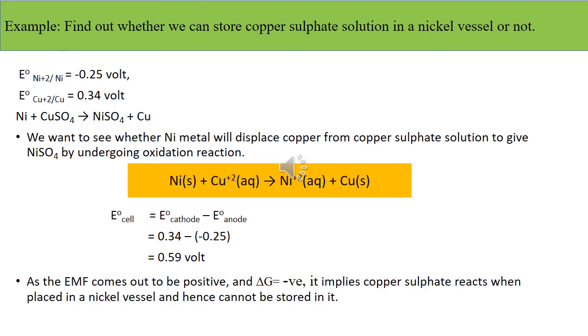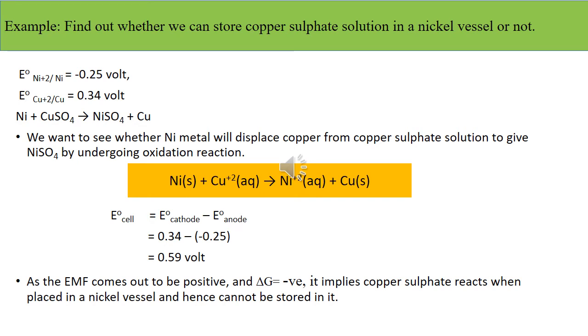We can see this by an example. Here is a question. Find out whether we can store copper sulfate solution in a nickel vessel or not. The potential value of nickel is given as negative 0.25 volt, and that of copper is 0.34 volt. We can write the equation by noting these electrode potential values, and the equation is nickel plus copper sulfate equals nickel sulfate plus copper.